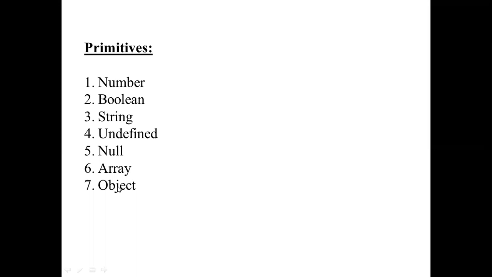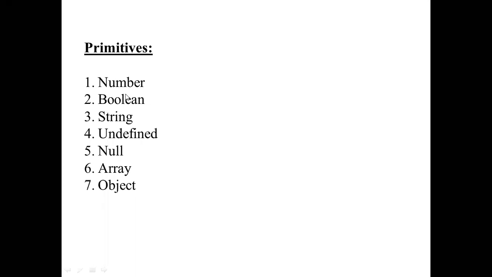You all know that number means real numbers or floating point numbers. Next the boolean value, true or false. Next string, then array and object. We all know these data types.